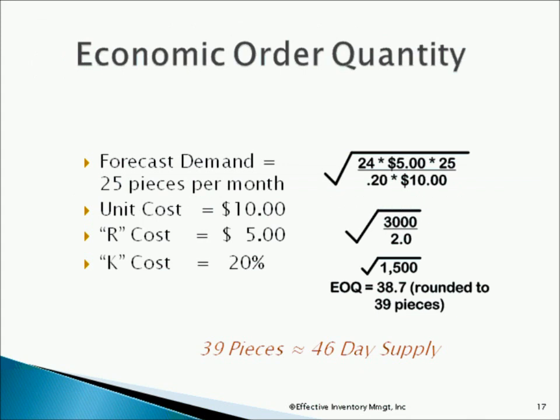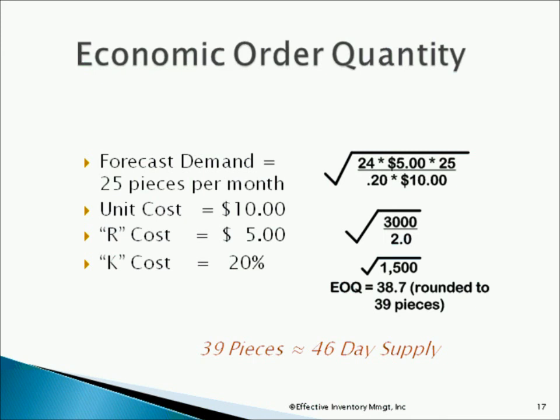In the first example, I have a product where I have a forecast demand of 25 pieces per month. I'm selling 25 pieces of this item per month. It has a unit cost of $10. It costs $10 per piece. That's my cost of material, including freight. Some of you may call it a landed cost. The replenishment cost is $5 per line item. The carrying cost is 20% per year, meaning it costs me 20 cents to maintain $1 worth of inventory in my warehouse for an entire year. I plug these numbers into the formula.